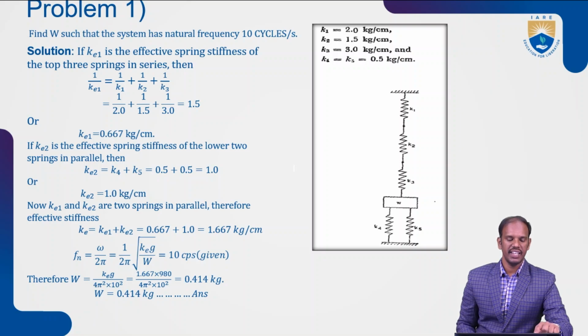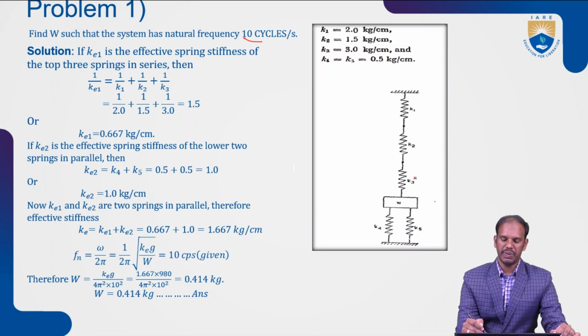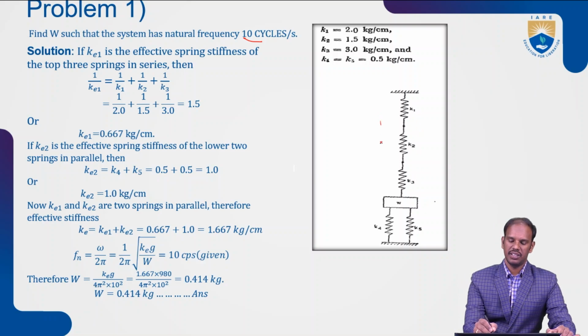If there is a Ke, effectively a spring-mass system, with the top spring given in series. So here Ke is 10 cycles per second. Ke equivalent is K1 plus K2 plus K3, which are 3 springs connected in series, not parallel.